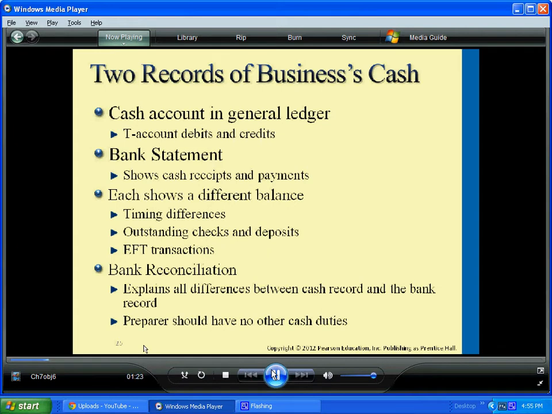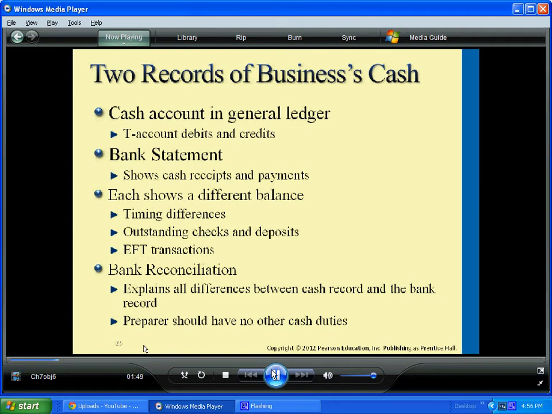Timing differences. We know that when we make a deposit at the bank, it might not show up in our account until the next business day. Some banks cut off their business transactions at 1 o'clock in the afternoon. Anything processed after 1 p.m. might not show up until the next business day. If it's a Friday, that means it might not show up till Monday.